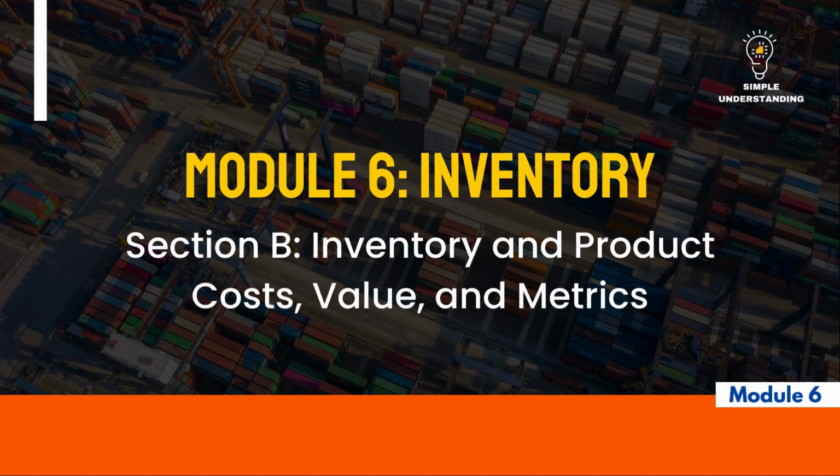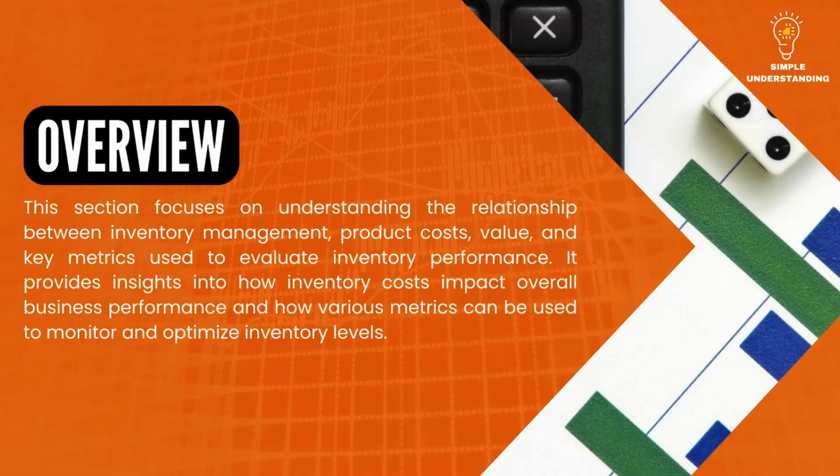Section B, Inventory and Product Costs, Value, and Metrics. Overview. This section focuses on understanding the relationship between inventory management, product costs, value, and key metrics used to evaluate inventory performance. It provides insights into how inventory costs impact overall business performance and how various metrics can be used to monitor and optimize inventory levels.